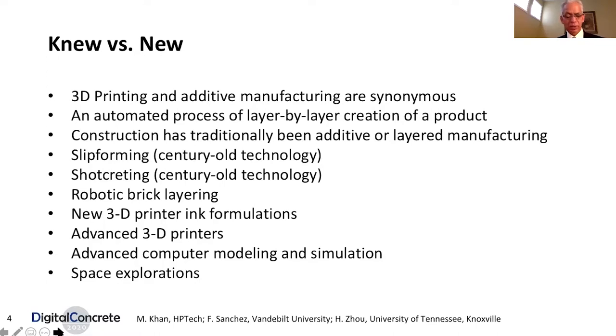The only difference is that this additive or layered manufacturing in construction has traditionally been manual and extremely labor intensive and uses formwork. Both slip forming and shotcreting are century-old technologies, but people rarely acknowledge that they are additive manufacturing or 3D printing. In slip form construction, the formwork is mechanized to automatically move vertically or horizontally as the material is continuously deposited in layers.